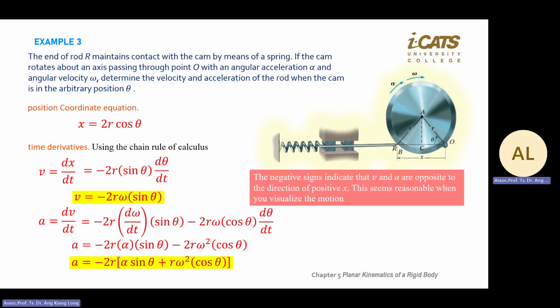Okay, you arrive at these two. So there's a meaning of negative because you're dealing with vector. So negative side indicate that the v and acceleration are opposite of the direction of x direction. Okay. So positive x is towards left.